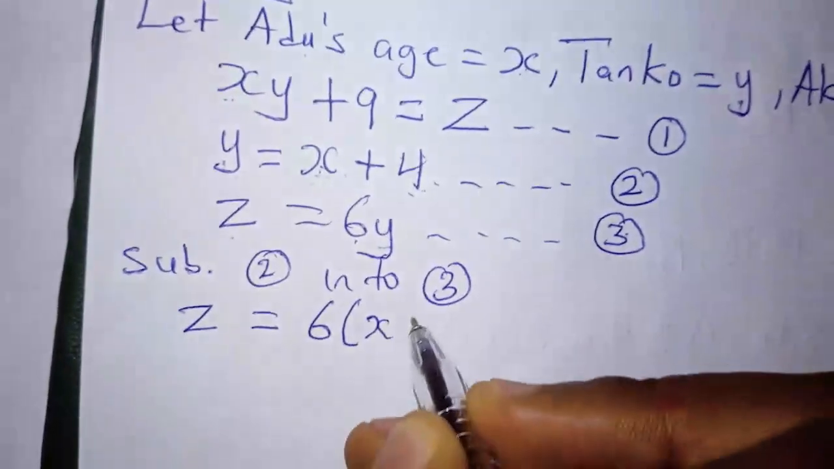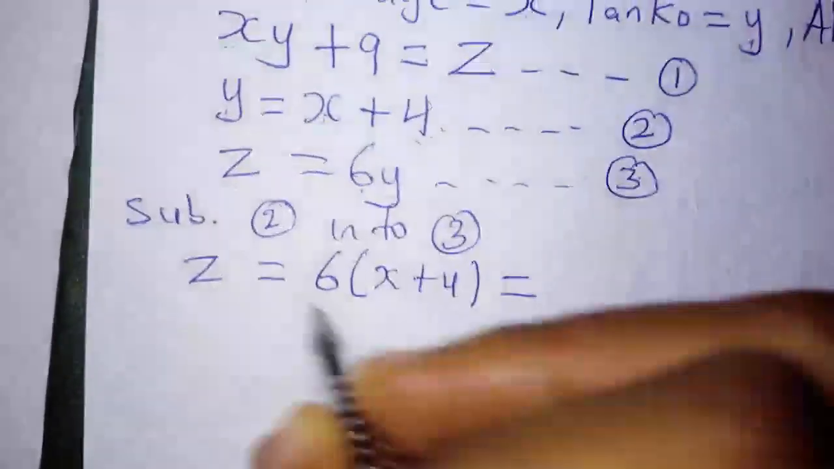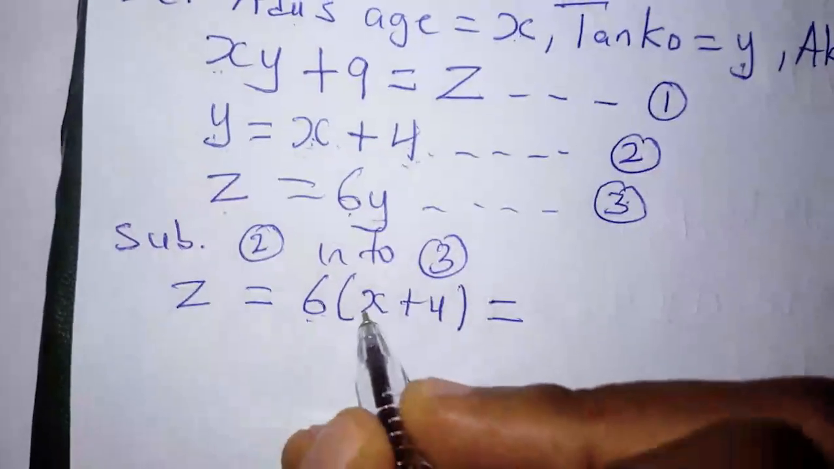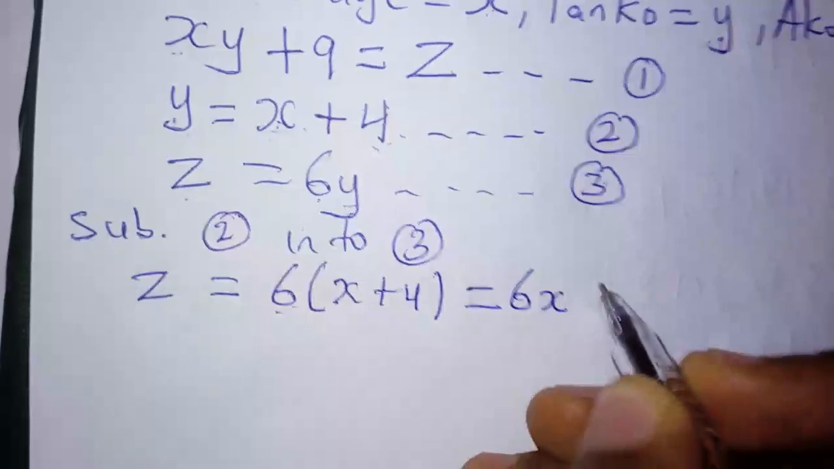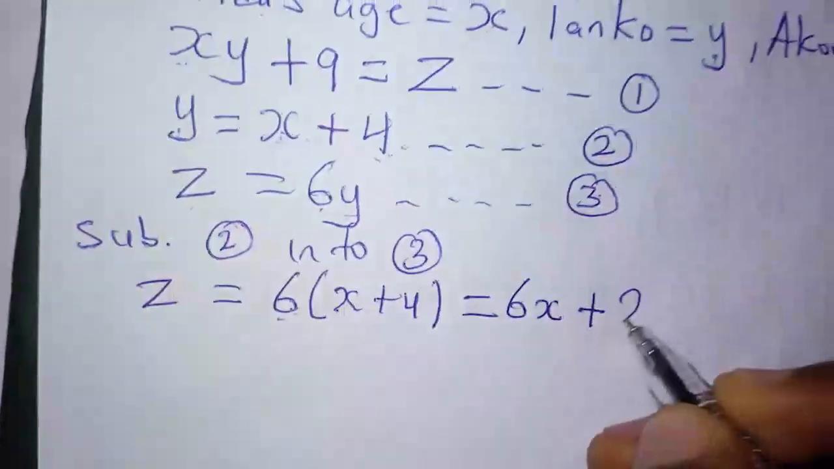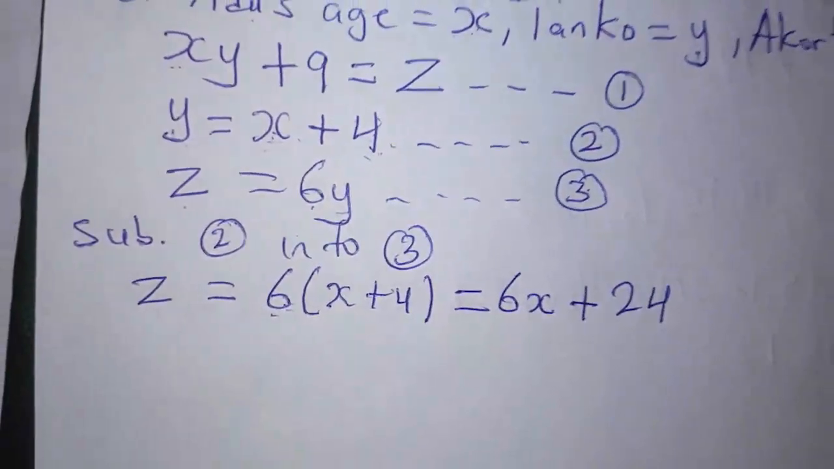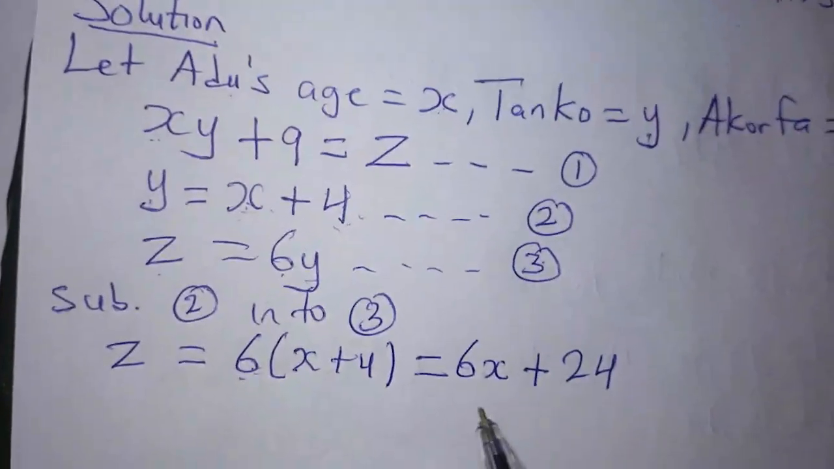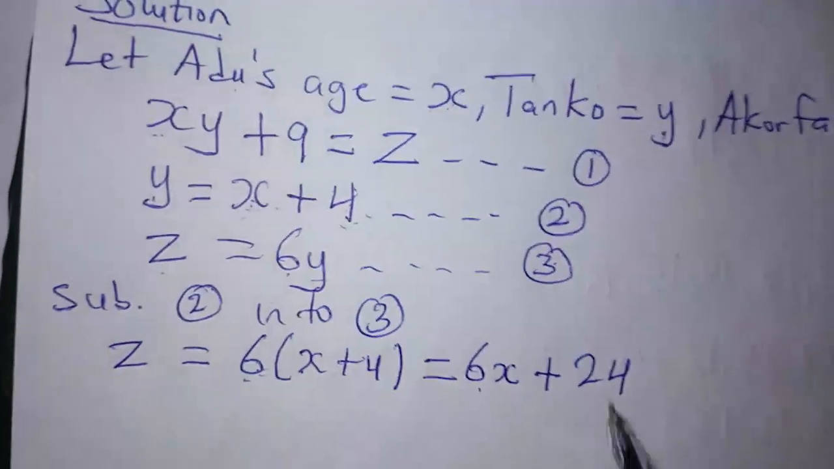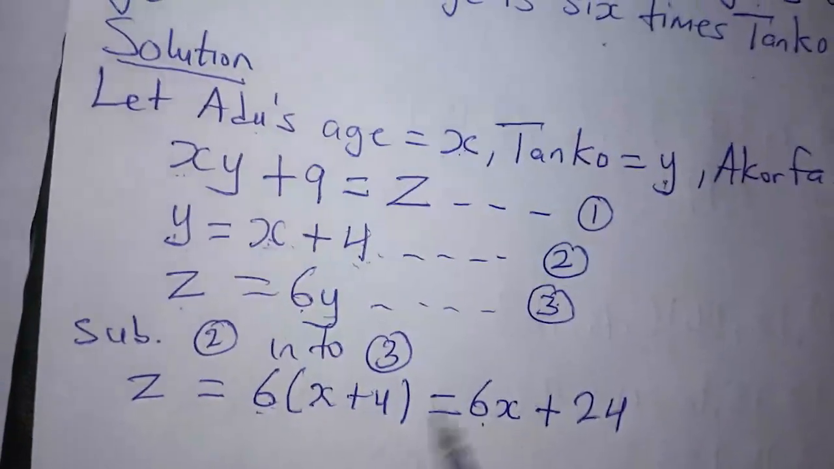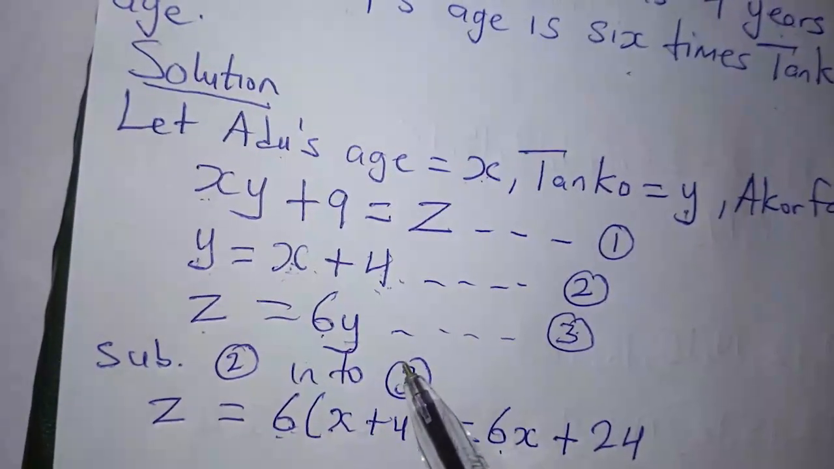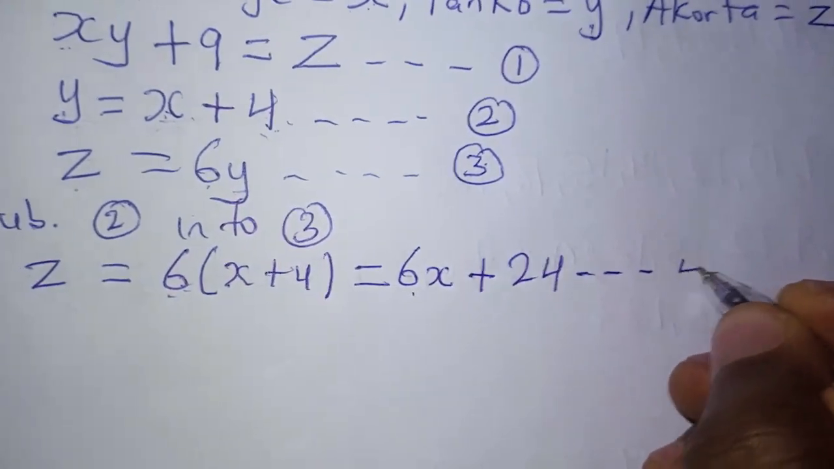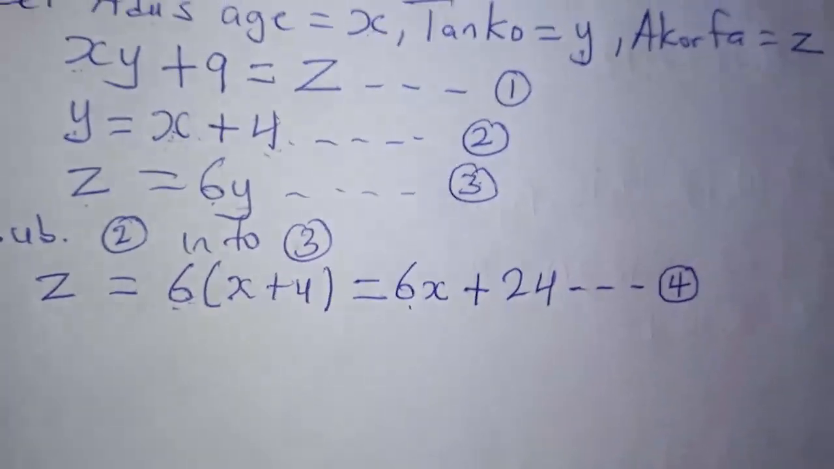6 times x plus 4. And remember, when you're opening brackets, you have to use 6 to multiply each of these terms. 6 times x will give you 6x, plus 6 times 4 will give you 24. So this is equation 3. You can decide to name it another equation, maybe equation 4. Not bad. So you have z equals 6x plus 24. This is an expression we have here. Then another thing is I'm still going to do the same thing here. Okay, let me call this equation 4 to make things easier, so whenever I want to refer to it, it's easy for me to go back to it.